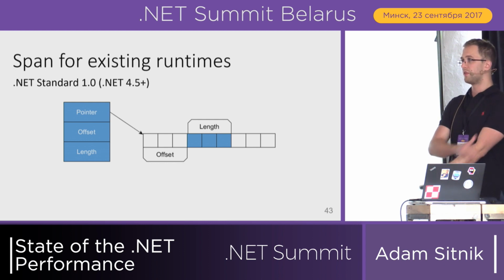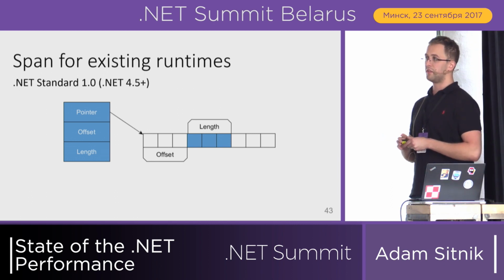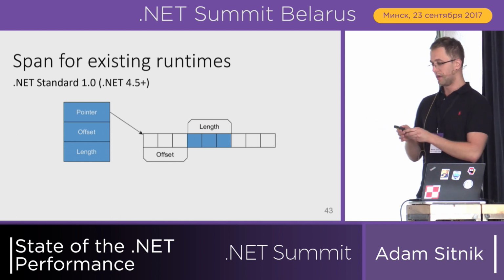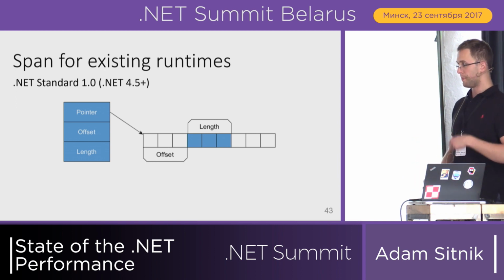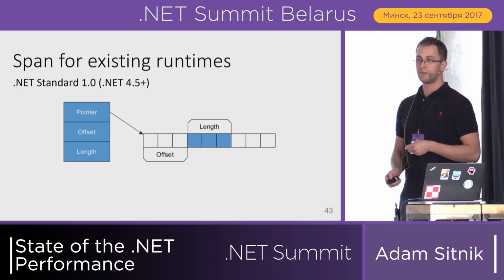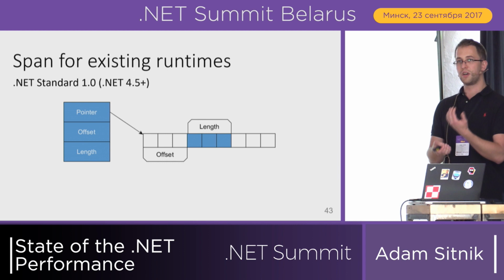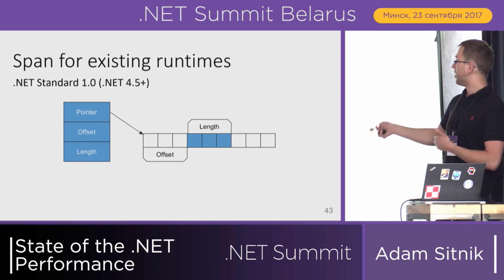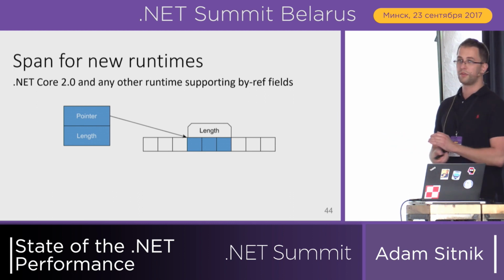Another good news is that span works for the existing runtimes. So we have a span that consists of 3 fields. Let's say that you want to create a span out of the second half of the string. The pointer will point to the beginning of the string, the offset will be the number of elements to the middle, and the length will be the number of elements to the end. But with the new runtimes, these 2 fields were merged. For the existing runtimes, we couldn't merge them because the garbage collector would have no idea how to update a merged pointer. So .NET Core 2.0 has native support for span.